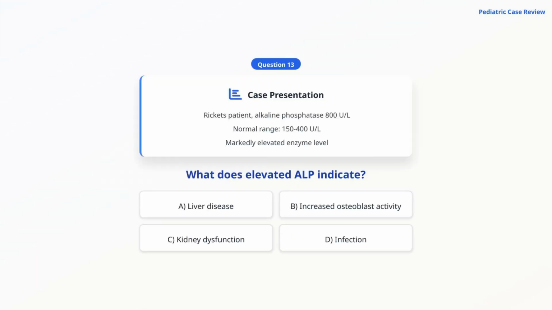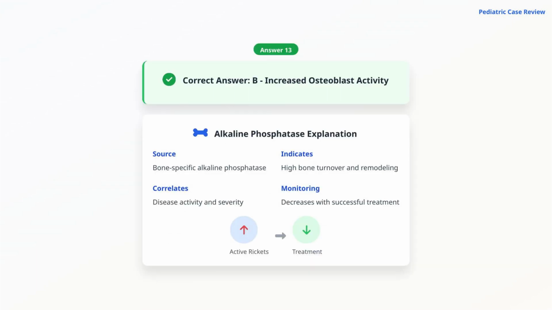Case 13. A patient with rickets has an alkaline phosphatase level of 800 units per liter. The normal range is 150 to 400 units per liter. Question: what does this elevated alkaline phosphatase indicate? Option A, liver disease. Option B, increased osteoblast activity. Option C, kidney dysfunction. Option D, infection. The correct answer is B, increased osteoblast activity.